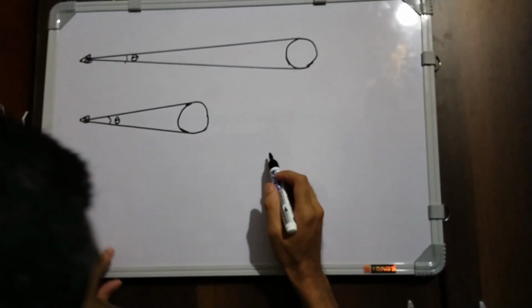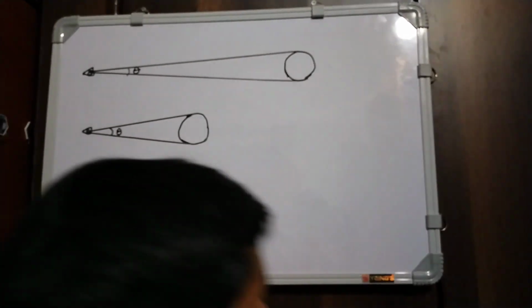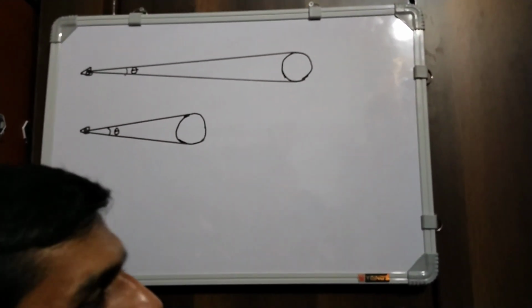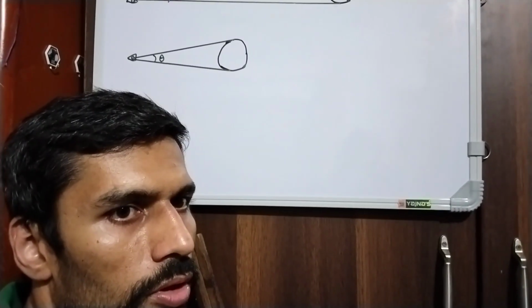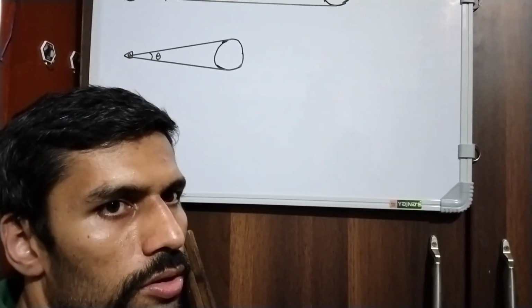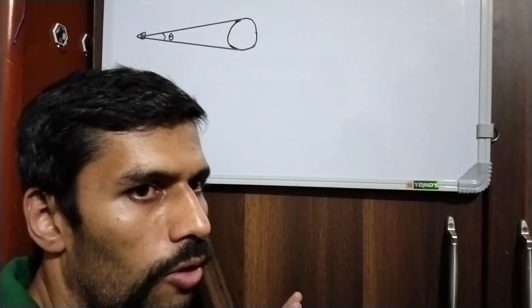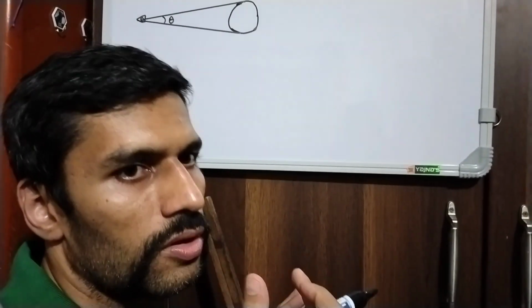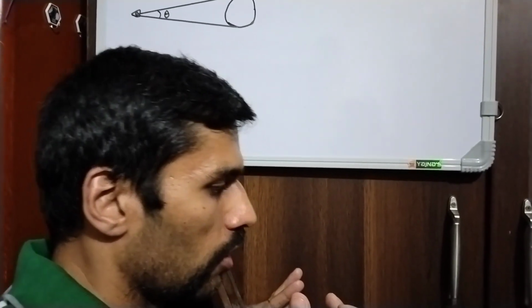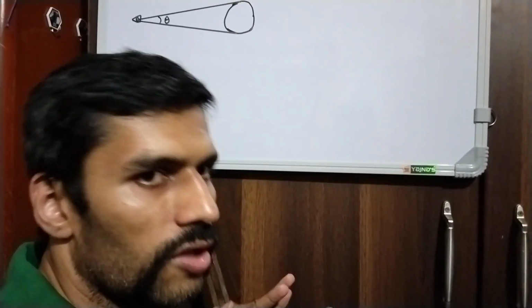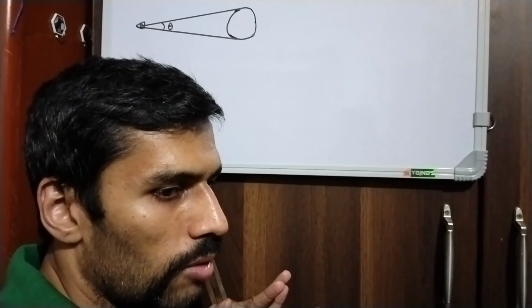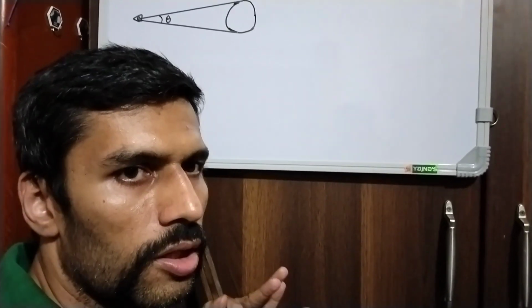For example, now I am looking at the moon. The moon is in the sky. Now there are two things. One is the diameter of the moon, the other is the distance of the moon from the earth. These two factors decide how large the moon looks to my eyes. If you have observed, the moon and the sun both look the same size to our eyes. But originally, the moon is much smaller than the sun.